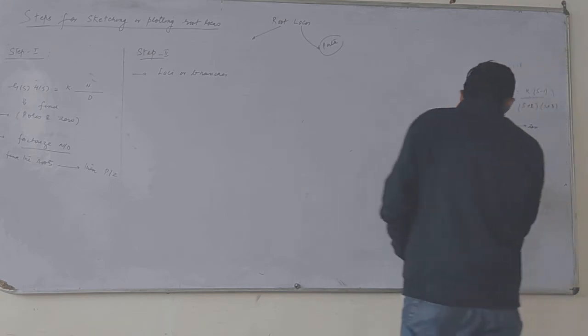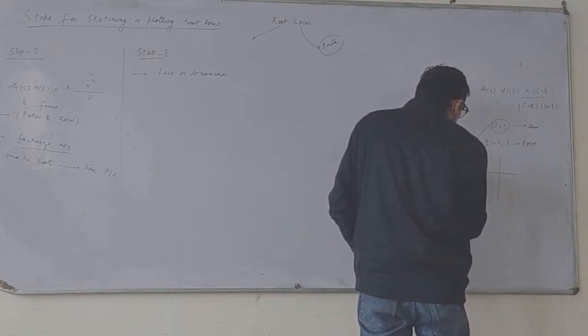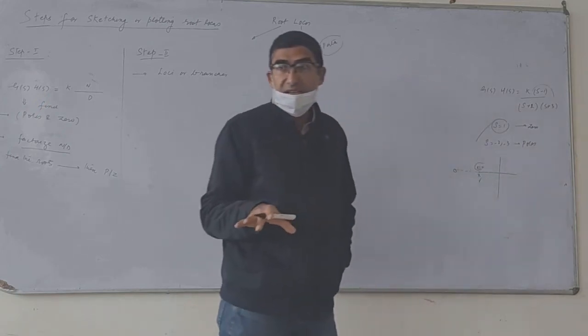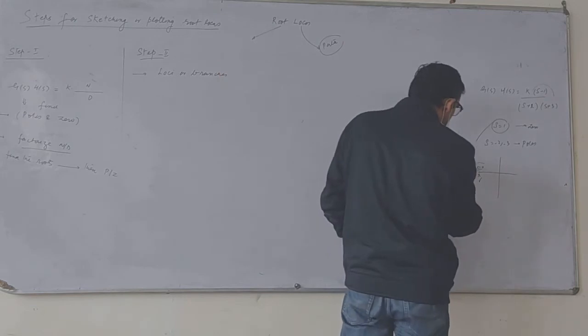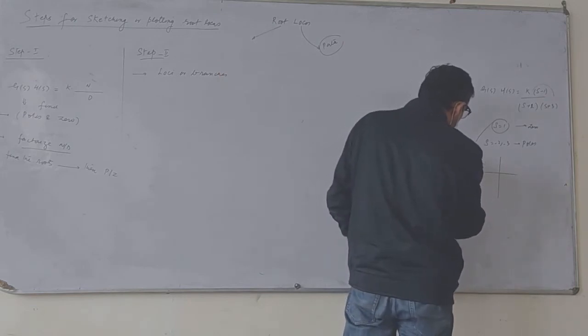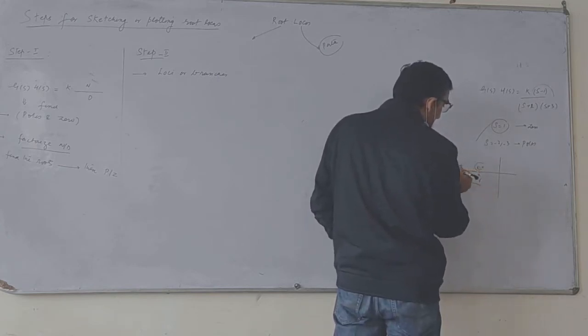Then it will terminate at a zero, if a zero is present in the open loop transfer function, with K equal to infinity. So it starts from a pole and terminates at a zero.